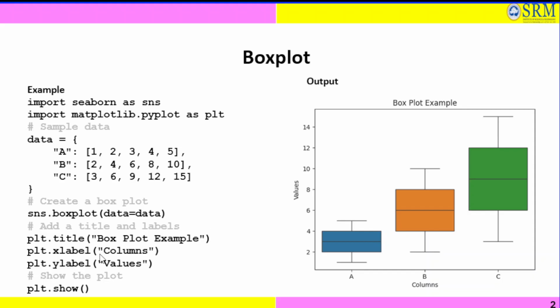And for this particular plot, we indicate the X label, Y label, and the title as well by using the Matplotlib library. Matplotlib has title, xlabel, and ylabel. You can set the title by using the title method. I want to set it as box plot example, and you can set the X label and Y label as well. Finally, you show the plot by using plt.show.